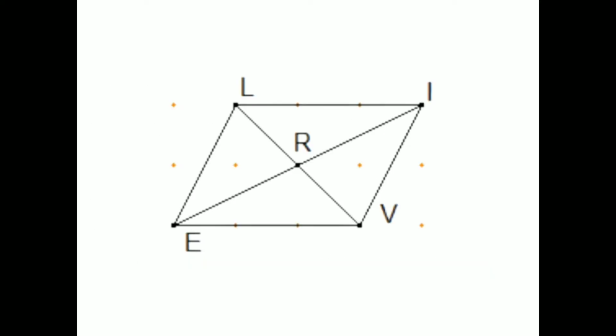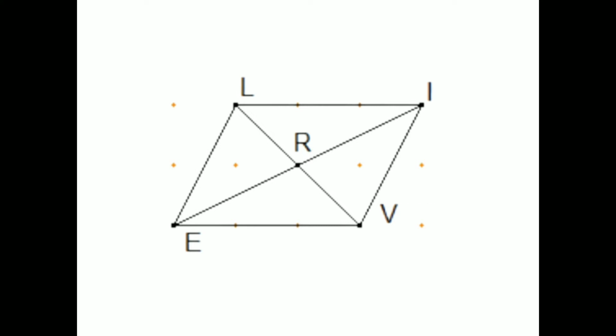Looking back at the example figure to determine the properties of the parallelogram, gusto ko mapansin natin yung side LI at saka side EV na nabanggit kanina sa properties. Sila ay opposite sides, so sila ay congruent and parallel, and also the side LE and IV, or the shorter side. And then yung opposite angle na nabanggit kanina is yung angle L and angle V, which is opposite, so sila ay equal. Ganon din sa angle E and angle I, so sila din ay equal.